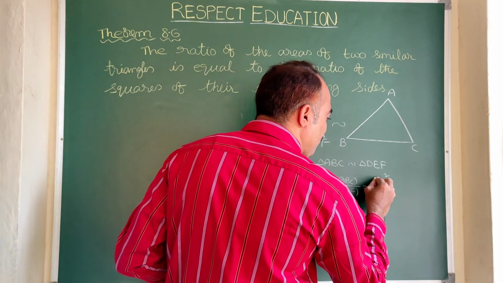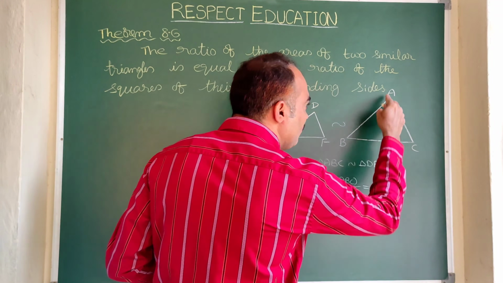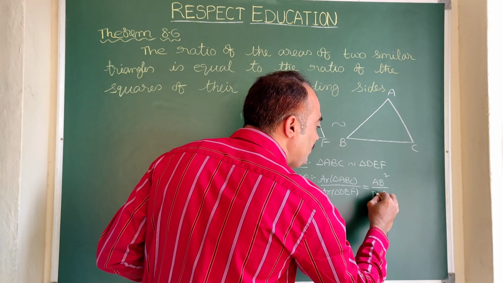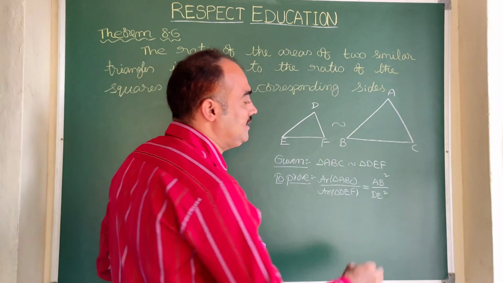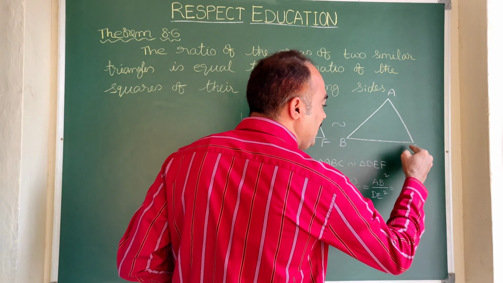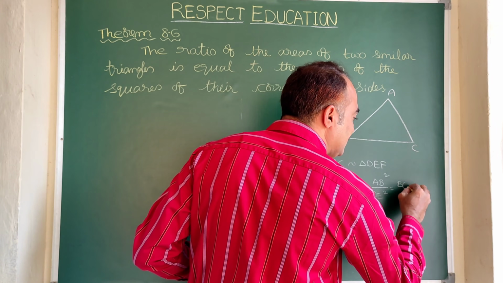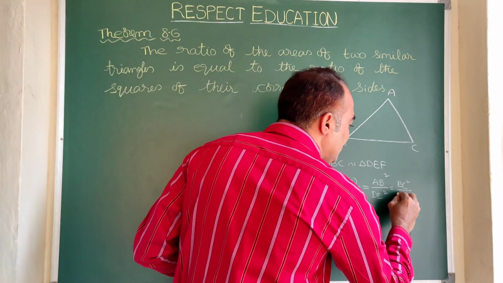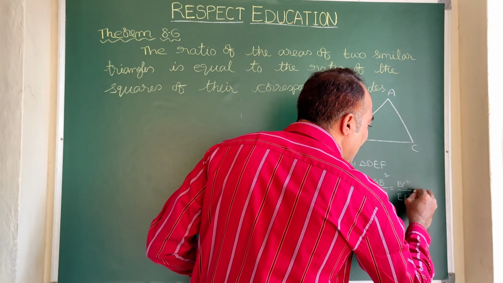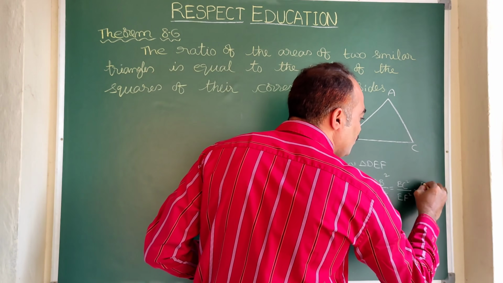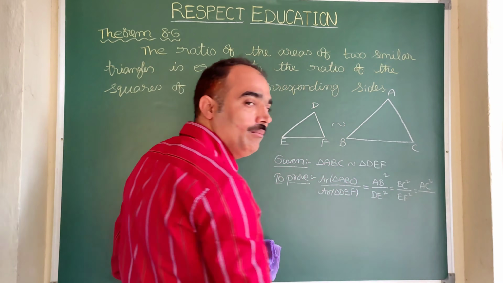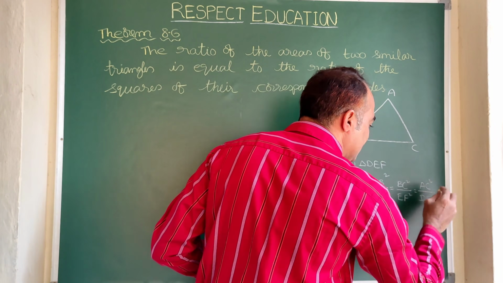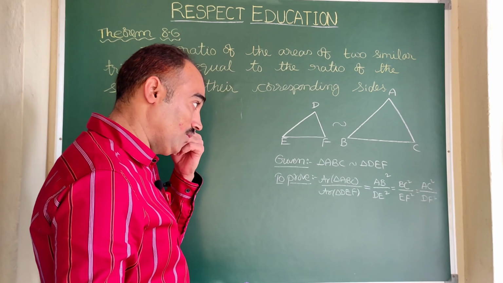Suppose if I take from ABC, AB, for AB the corresponding side is DE. So here AB square by DE square. Not only this, if I take BC, so BC square is equal to, corresponding one is EF, so EF square will come, and one more side AC, so its square, AC square by, corresponding one is DF square. Is it clear? This is to be proved.